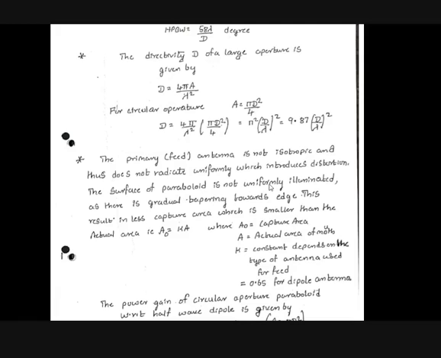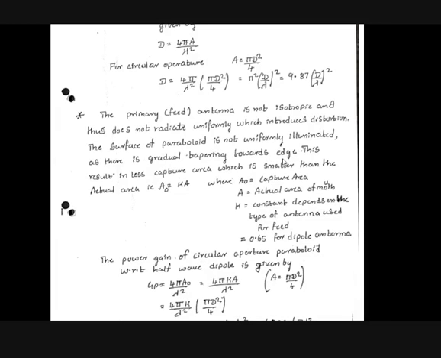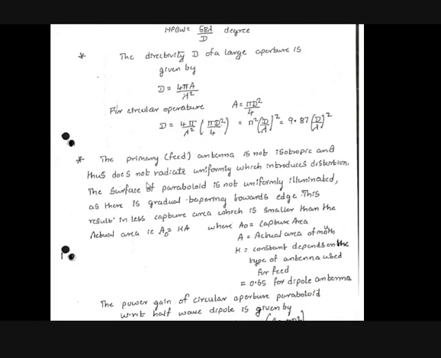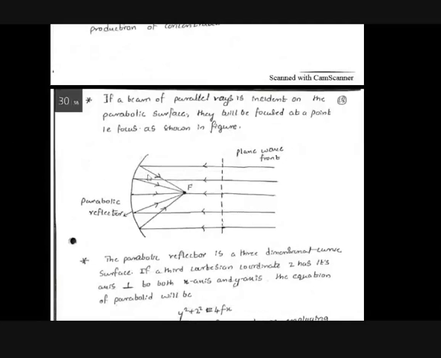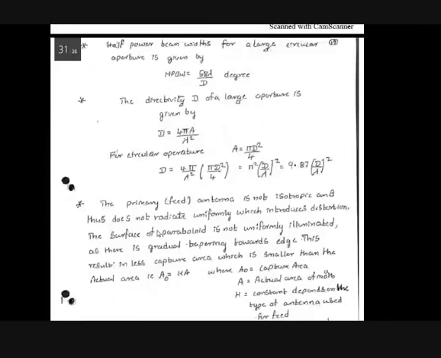If the surface is a paraboloid and it is not uniformly illuminated, there is a gradual tapering towards the edge. This results in less capture area, which is smaller than the actual area. Always remember, if the paraboloid surface is not uniformly illuminated, the capture area will be less compared to the actual area. That is the meaning of this statement.